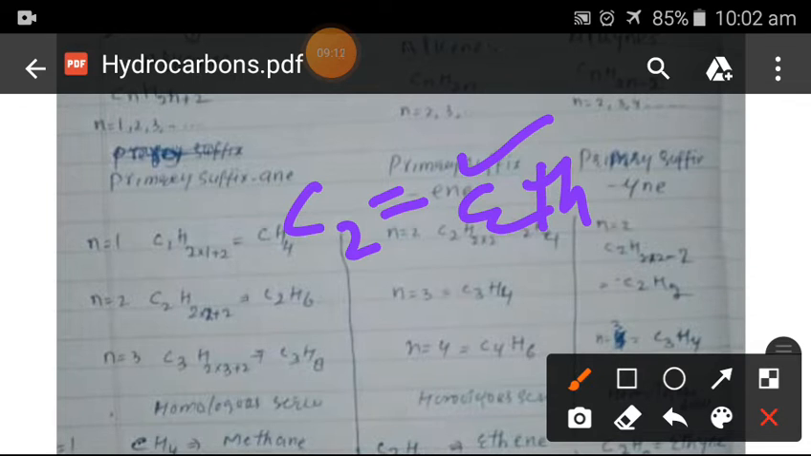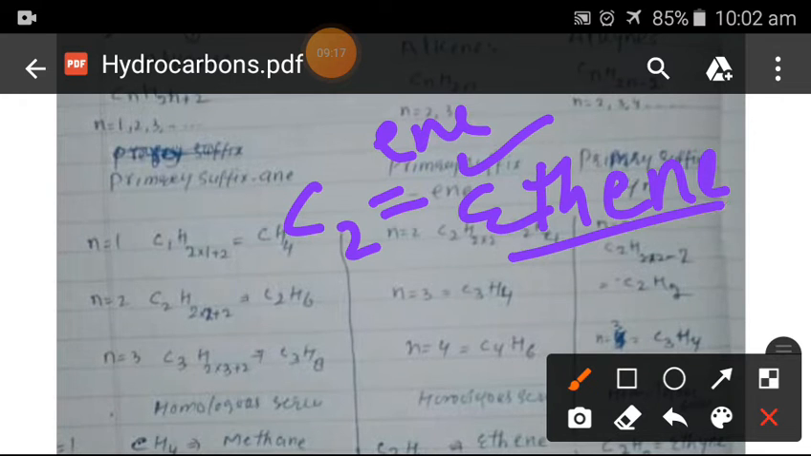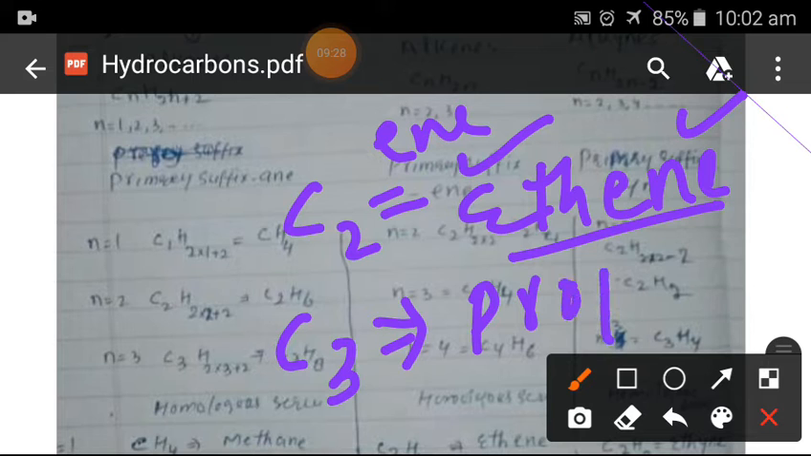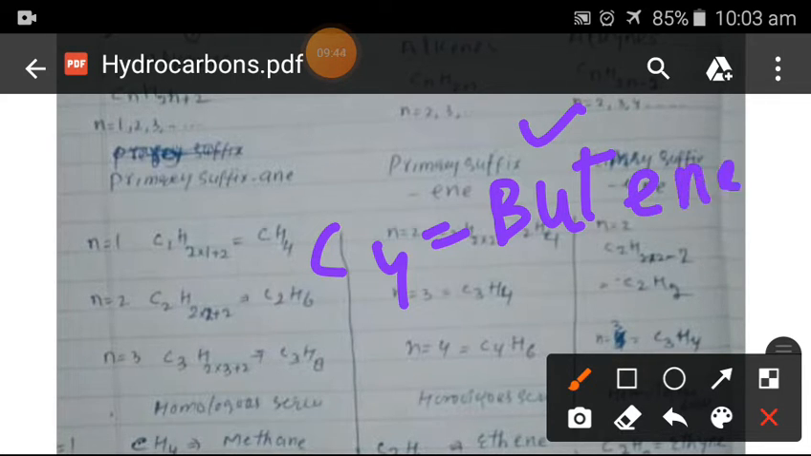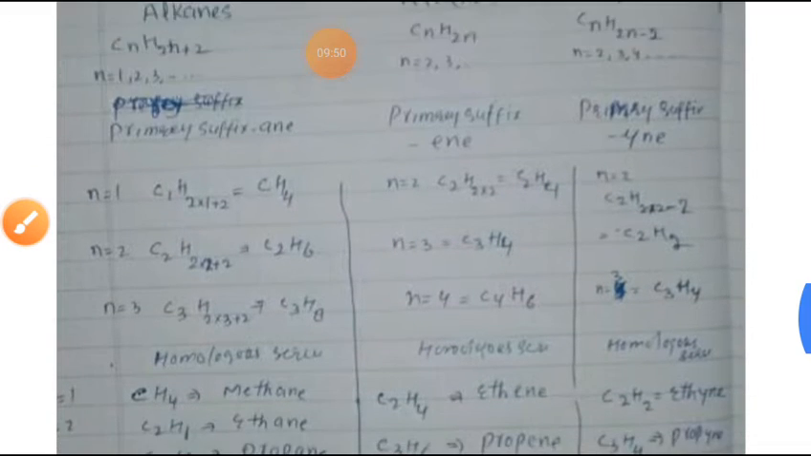Clear? And the primary suffix for alkenes is ene, so you will add ene here. So ethene will be the first member. Similarly, when carbon number is 3 in the main chain, what will the word root be? It will be prop, and you will add the primary suffix ene, so it will become propene. Similarly, for carbon number 4, the word root will be but, and the primary suffix will be ene. Clear? So it will be butene. So as we have learned in the IUPAC nomenclature, this is how to write the nomenclature of these compounds.